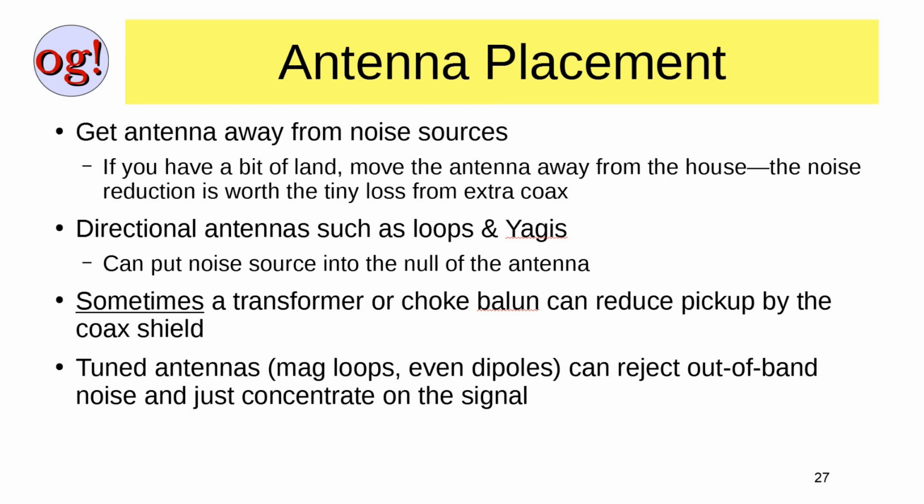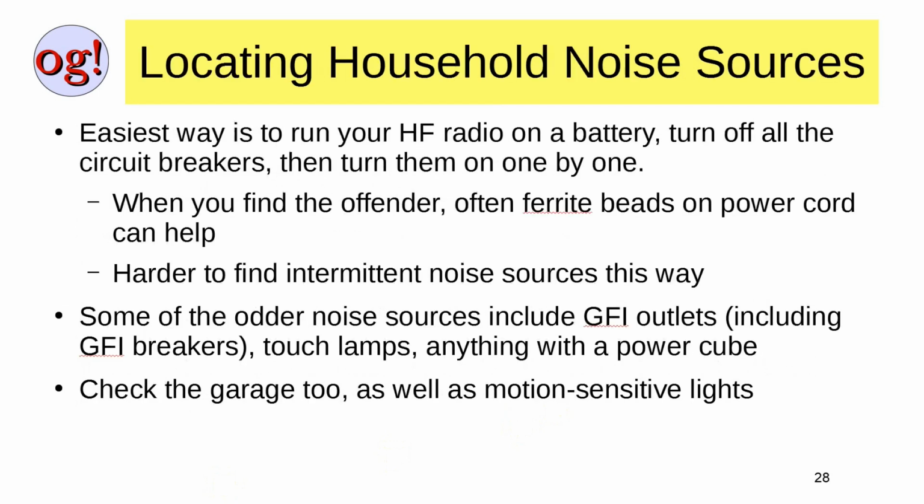Sometimes, not all the time, but a transformer balun or a choke balun can reduce the pickup by the coax shield. Combine that with grounding those at the lightning rod, and it can really help. Tuned antennas, such as mag loops, which are very high Q, even dipoles, which are single band, can reject out of band noise and just concentrate on the signals that are in band.